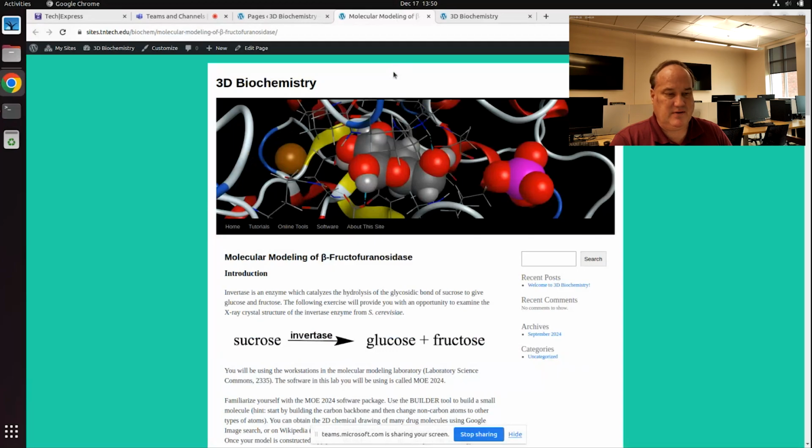It's a heavily used enzyme in the confectionery industry and in food chemistry. And it's very important, obviously, because living organisms need glucose as a source of fuel. And so that's very interesting. So we're going to look at that. We're also going to model the structure of sucrose as well.